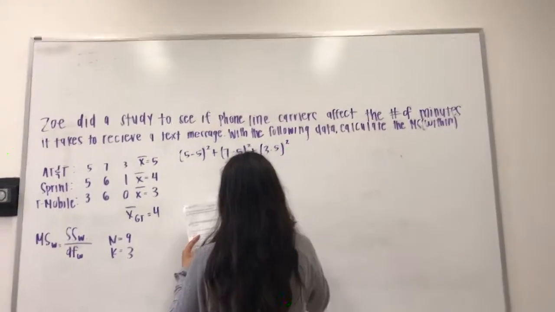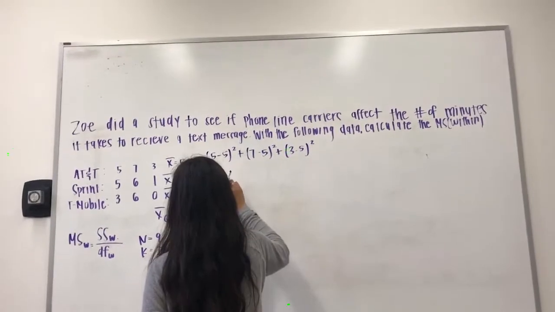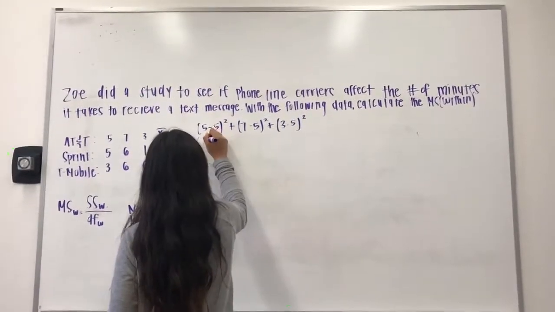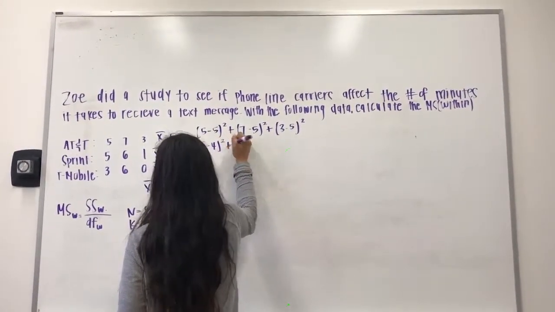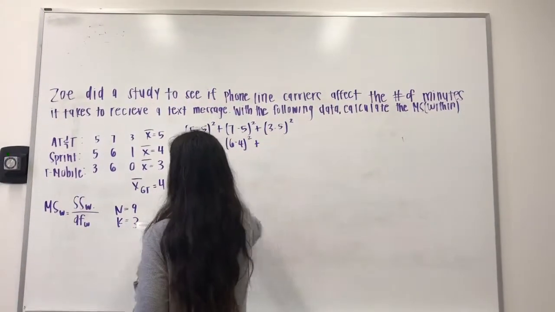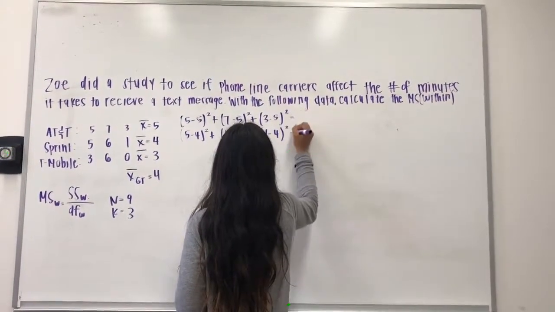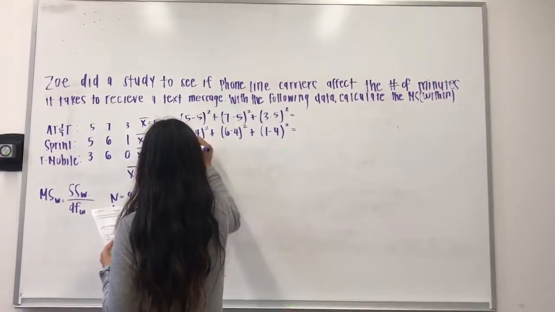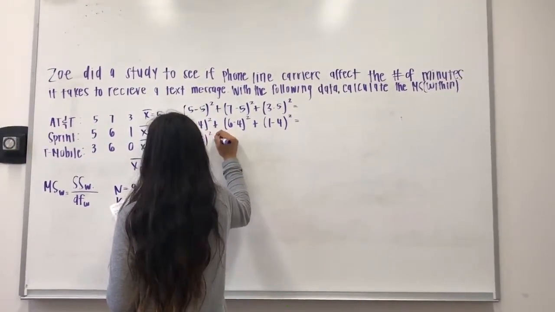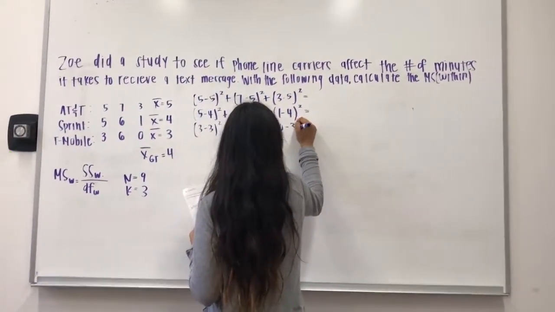So then you go over to the next group. The mean would be 4. It would be 5 minus 4 squared, plus 6 minus 4 squared, plus 1 minus 4 squared. And then for the last one, it would be 3, because we have a 3 here, minus the mean squared, plus 6 minus 3 squared, plus 0 minus 3 squared.